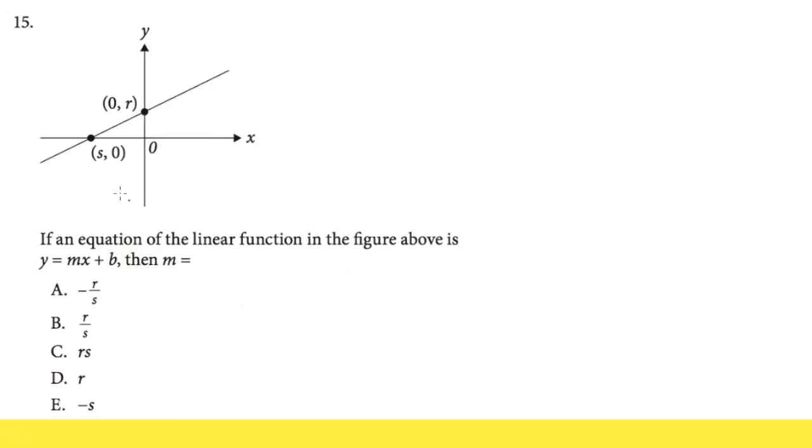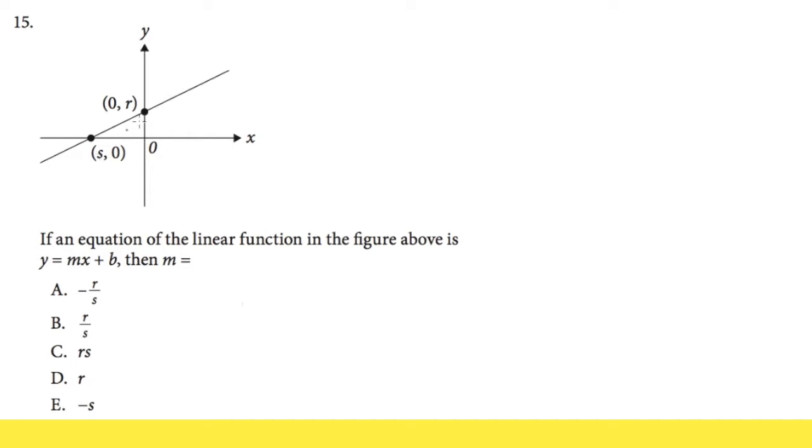For number 15, we're given the graph of a line, and it says the equation for this line is in the form of y is equal to mx plus b, and our goal is to figure out what's the value for m. Well, as you can see, m in this situation is just the slope of this line, and I'm just going to show you.